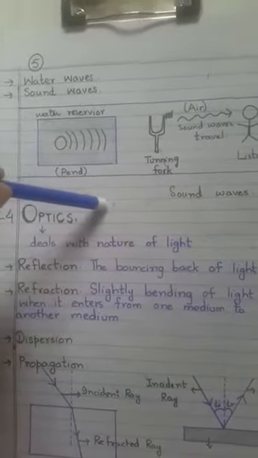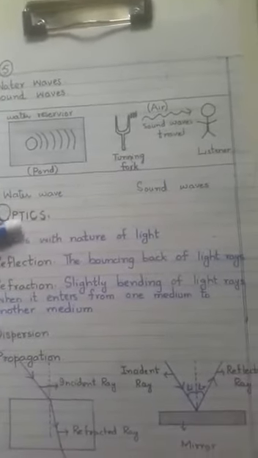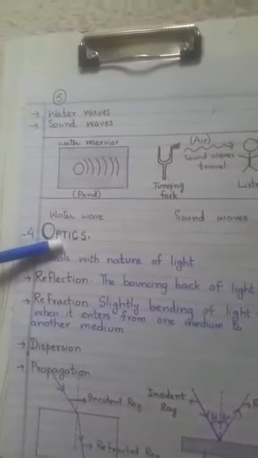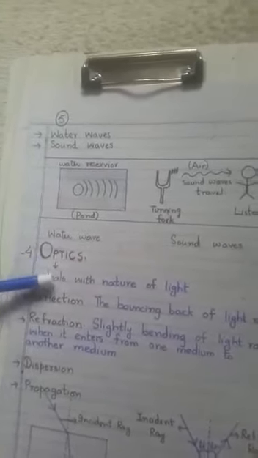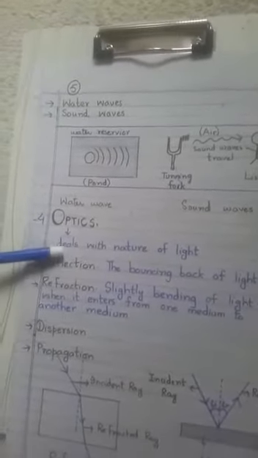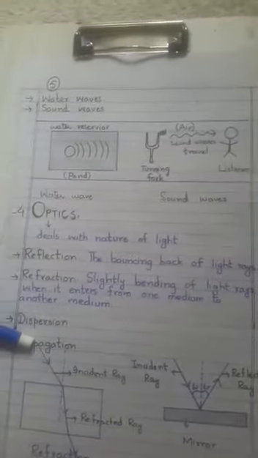The next branch of physics is optics, and optics, as I told you, is the branch of physics which deals with the nature of light. Girls, the word optics means light. It can be defined as a branch of physics which deals with the nature of light. Reflection, refraction, dispersion, propagation.